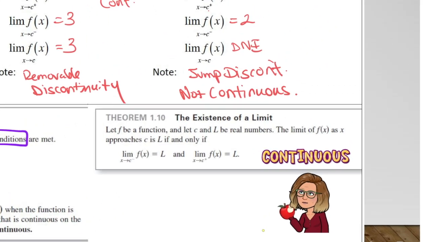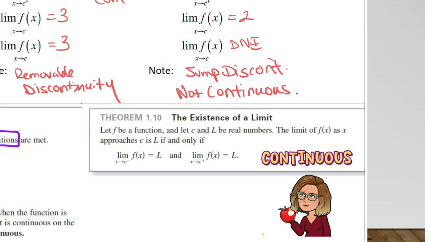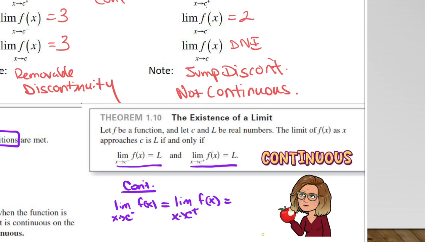Now, just a reminder, the existence of a limit: the limit from the left has to equal the limit from the right. But to be continuous, let's sum it up. The limit as x approaches c from the left of the function has to equal the limit as x approaches c from the right of the function, which has to equal the function at c. All 3 of these pieces must work in order for the function to be continuous.